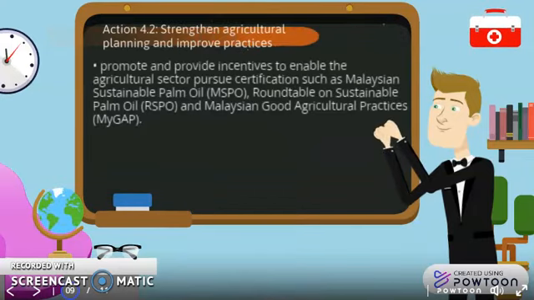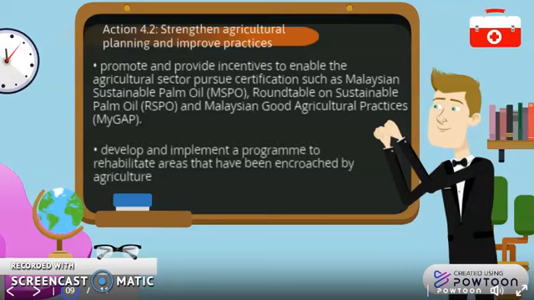Action 4.2. Strengthen agriculture planning and improve practice. Promote and provide incentives to enable the agriculture sector to pursue certification such as Malaysian Sustainable Palm Oil, MSPO, Roundtable on Sustainable Palm Oil, RSPO, and Malaysian Good Agriculture Practice, MyGAP. Develop and implement a program to rehabilitate areas that have been eroded by agriculture.